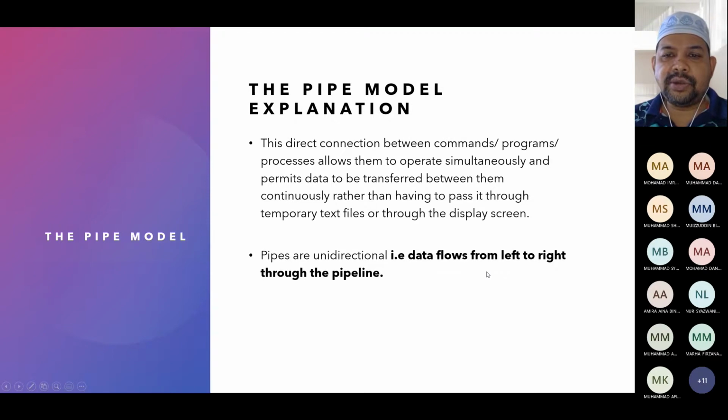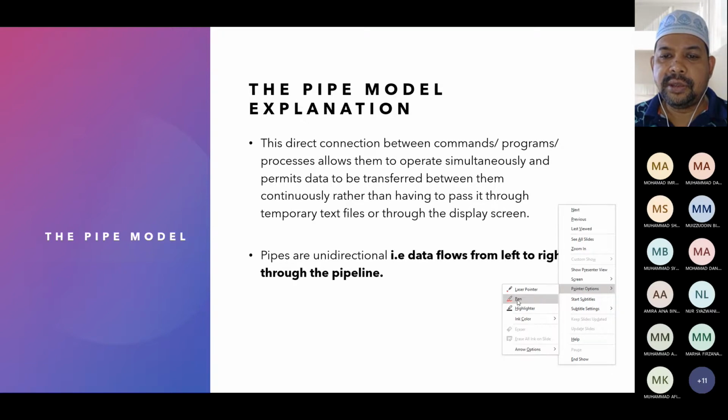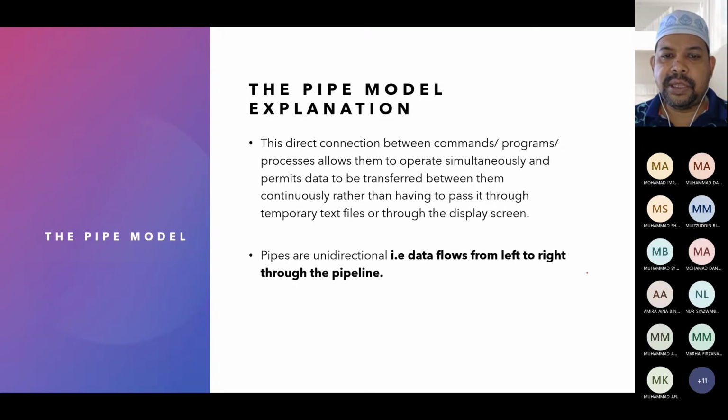It can also be visualized as a temporary connection between two or more commands, programs or processes. The command line programs that do the further processing are referred to as filters. Okay. This direct connection between commands or programs or processes allows them to operate simultaneously and permits data to transfer between them continuously rather than having to pass it through a temporary text file or through the display screen.